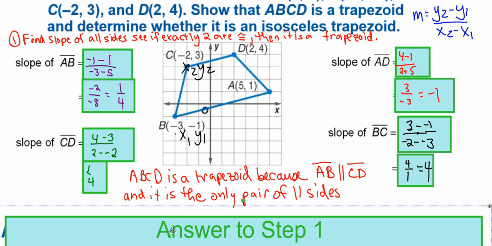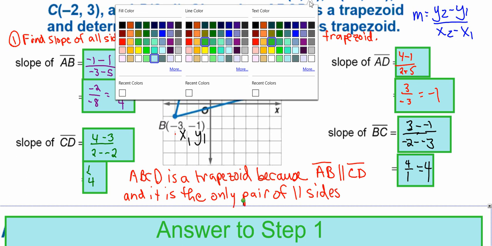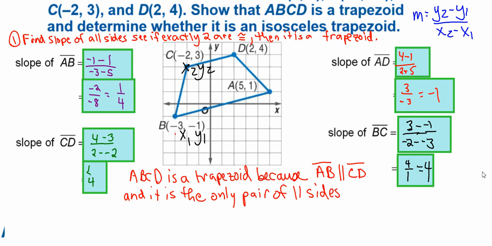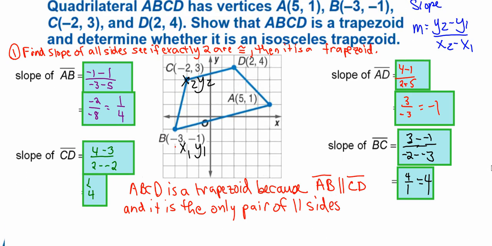Then the second part that we have to do here is we also have to figure out if it's an isosceles trapezoid. So that's our next part. And to figure out if it's an isosceles trapezoid, we're going to use the distance formula. Since we know it's a trapezoid, and maybe I'll mark these as parallel, we know those two are parallel. And then if it's going to be an isosceles trapezoid, that would mean that these two are going to be the same length. So that's what we have to do, is find the lengths of the legs.